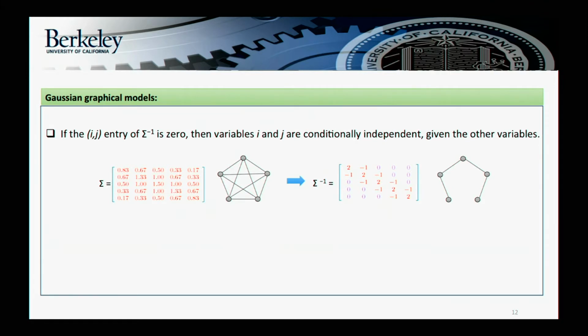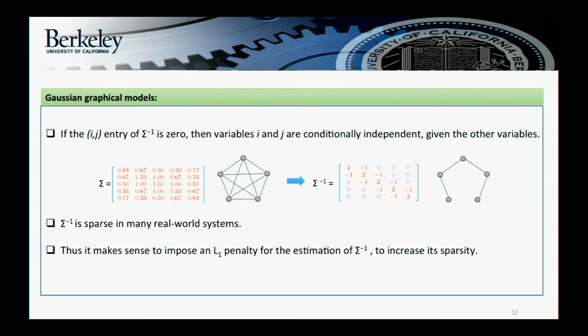This is an example of a covariance matrix, which is dense. Now, if you take the inverse of this matrix, it turns out to be a sparse matrix, and that's just a graph representation of this sparse matrix. In practice, in many real-world systems, sigma inverse, or the inverse covariance matrix, is sparse. So it makes sense to impose an L1 regularization or L1 penalty for estimating the inverse covariance matrix in order to promote the sparsity of the solution.